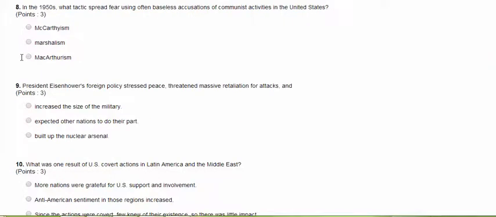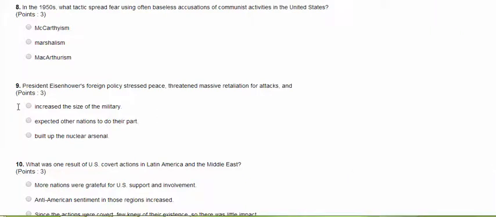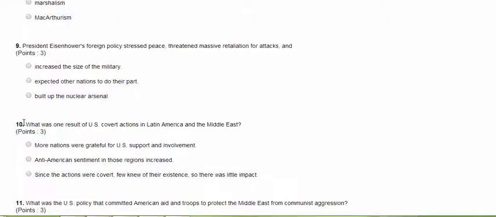Number 8, in the 1950s, what tactics spread fear using often baseless accusations of communist activities in the United States? Was that McCarthyism, Marshallism, or MacArthurism? Number 9, President Eisenhower's foreign policy stressed peace, threatened massive retaliation for attacks, and increased the size of the military, expected other nations to do their part, or built up the nuclear arsenal.